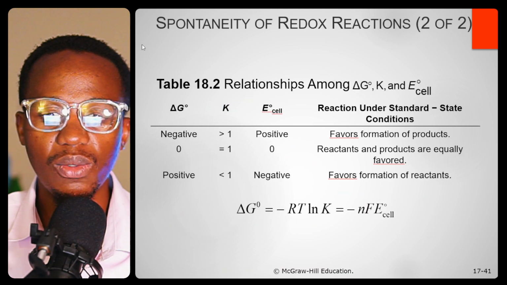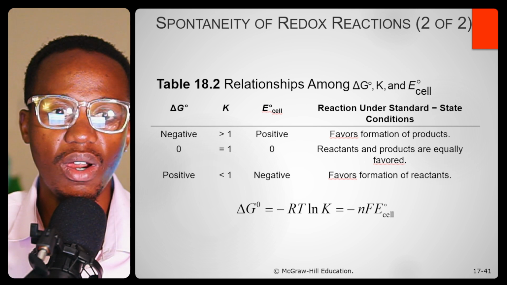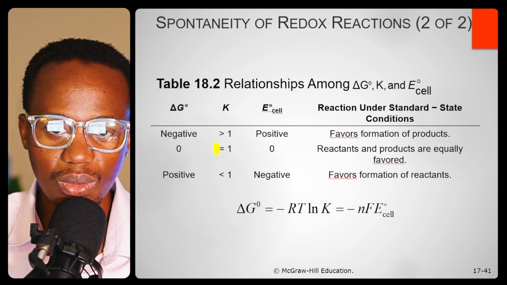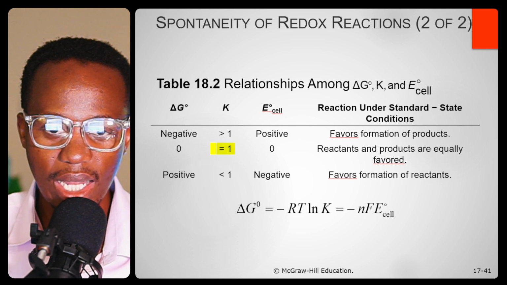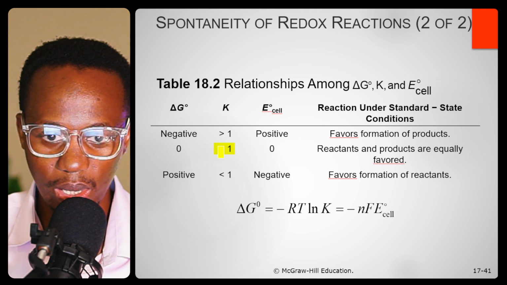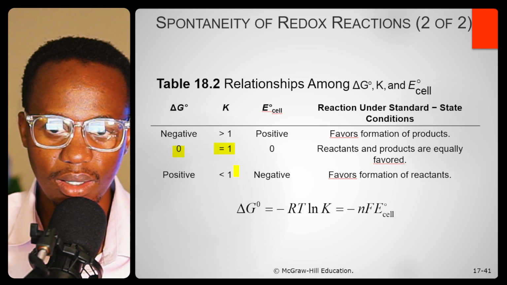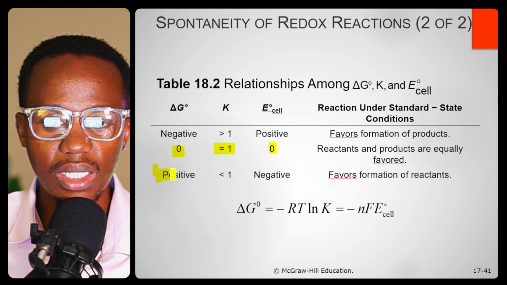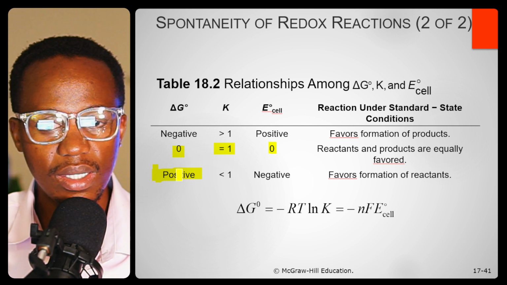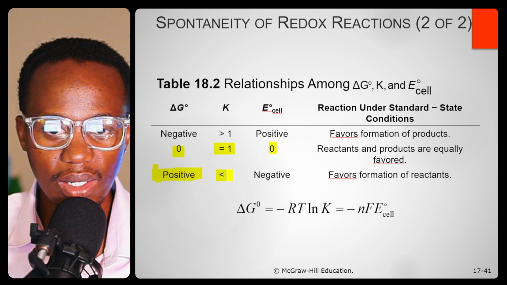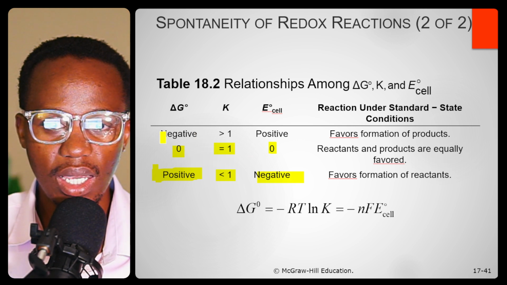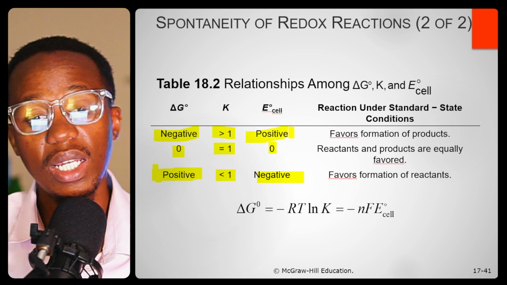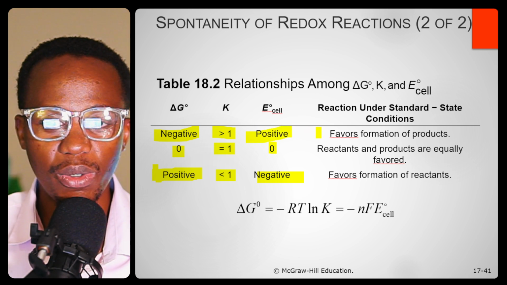Looking at these equations, we can infer what happens. For example, if K is equal to 1, remember, it's at equilibrium, and delta G is 0 and E cell is 0 as well. If delta G is positive, it's non-spontaneous, K is under 1, and E cell is negative. If delta G is negative, K is over 1, E cell is positive, and here you will have a spontaneous reaction.